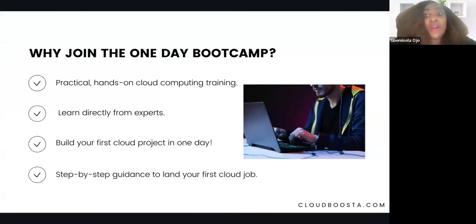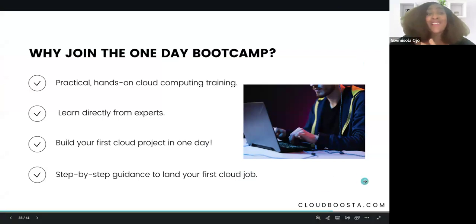Practical hands-on cloud computing training experience. You learn from experts, and you build your first cloud project in a day. You know how I said you can spin up a whole computer on cloud computing and access it from anywhere? You will actually do that, so you know that I'm not lying. And then you get step-by-step guidance on how to land your first job.